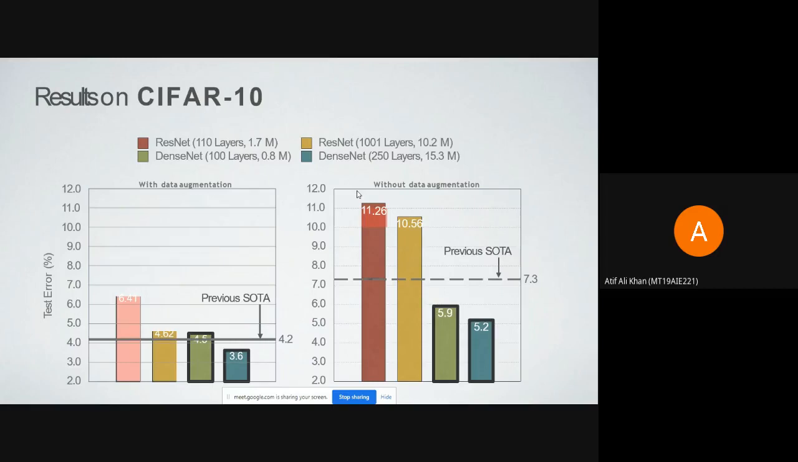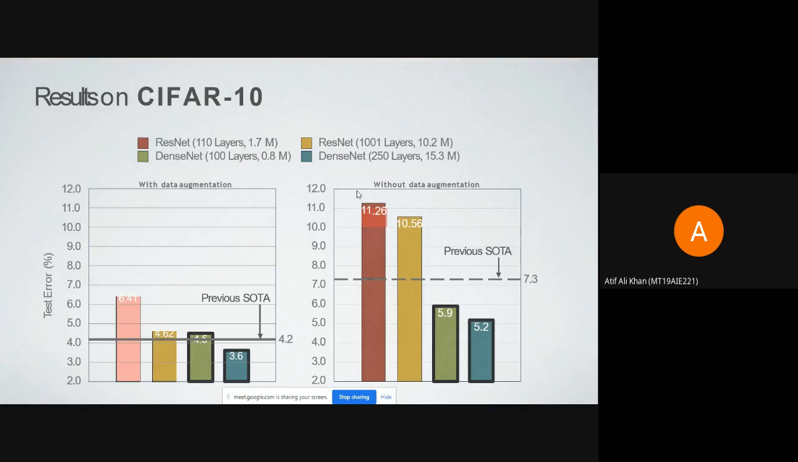So here in the result part, what we did is we have taken various datasets like CIFAR-10, CIFAR-100, and ImageNet, and we have tried to do the analysis on various ResNet and DenseNet models, which are the 110 layer ResNet, the 1001 layer ResNet, the 100 layer DenseNet, and the 250 layer DenseNet. We have represented the data on the bar graphs mentioned, with data augmentation and without data augmentation.